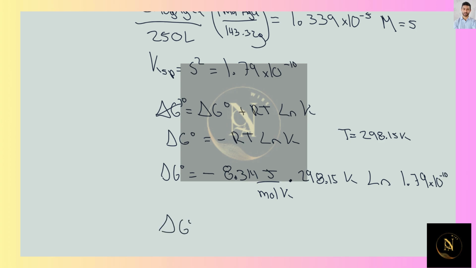So delta G naught for our reaction is going to be 55,627.23 joules per mole, which is the same as 55.63 kilojoules per mole.